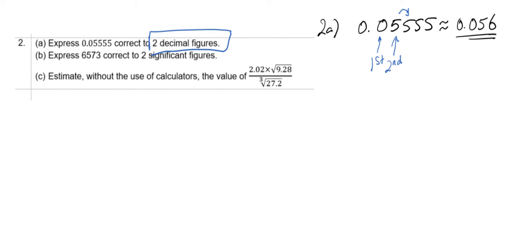Yeah, you want the second decimal, you look at the second decimal, you look at the next number. More than 5, plus 1, less than 5 is wrong. That's it. Now, B.